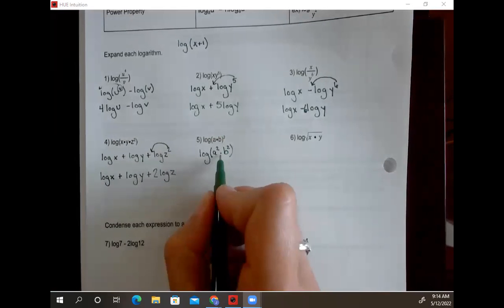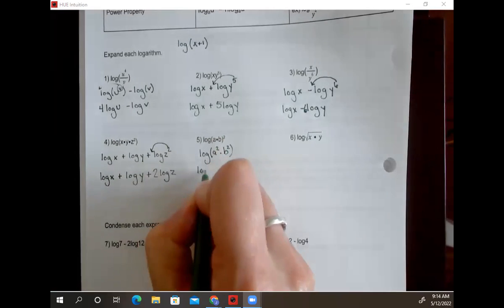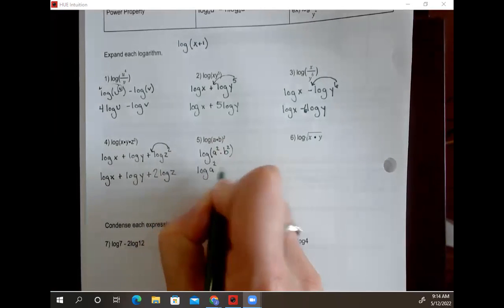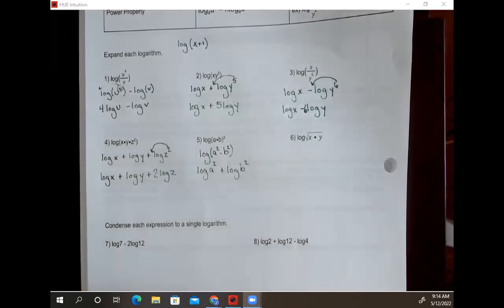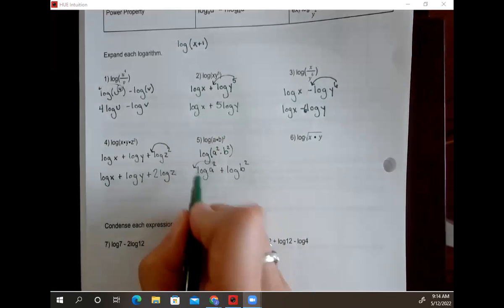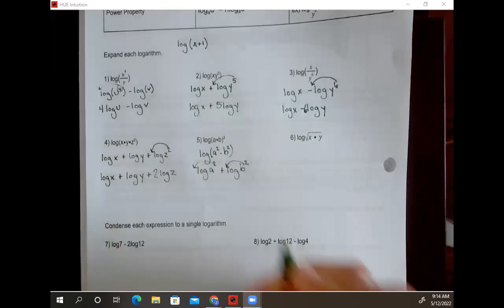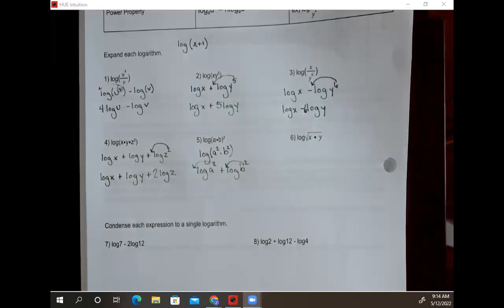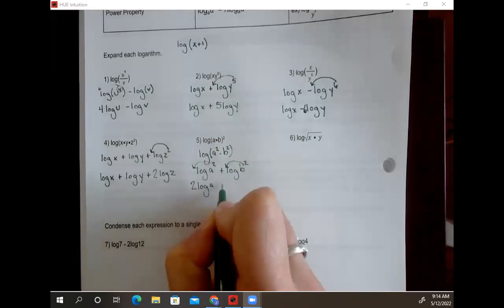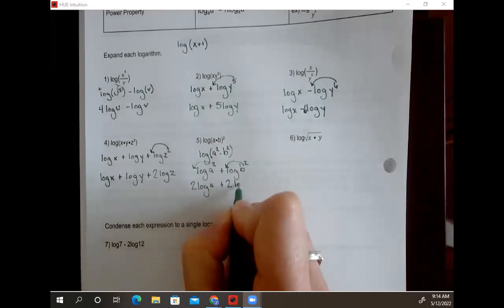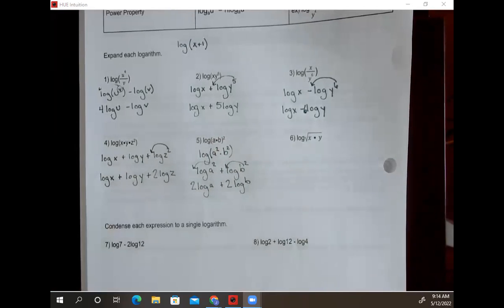So when I go ahead and start expanding this, I would have the log of a squared plus the log of b squared. And so in this case, my exponent, since it applies to the arguments for both logs, will be a coefficient for both logs. So I would have 2 log of a plus 2 log of b.